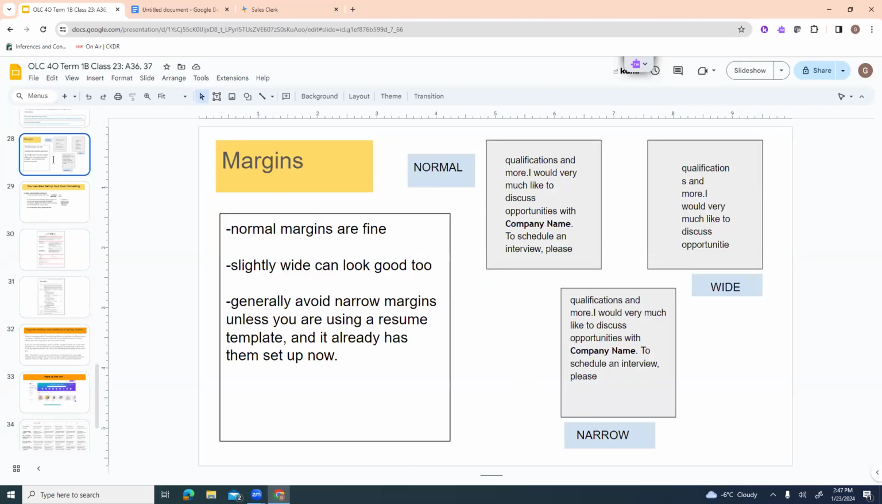You can also do your margins differently depending on how you like. Normal margins are fine. Some people might do a wide margin if they don't have a lot to say. Narrow margins, I'd be careful of. It can just look cramped. And if they are photocopying and sending it to anybody else in the company, you might have parts cut off. I would generally stick to normal, but there might be times where a wide margin might be useful to you.